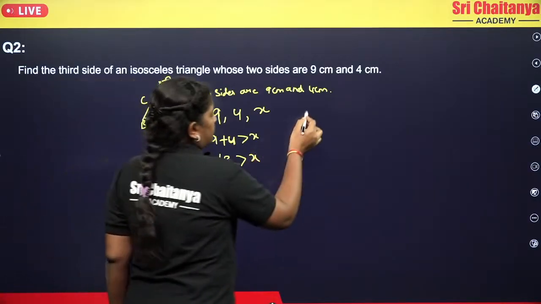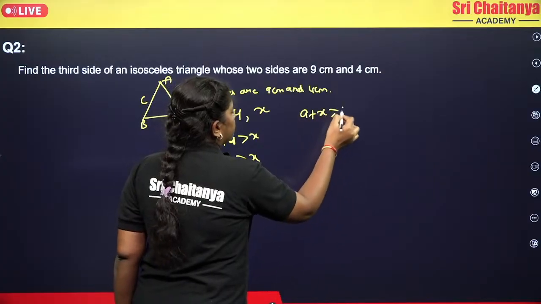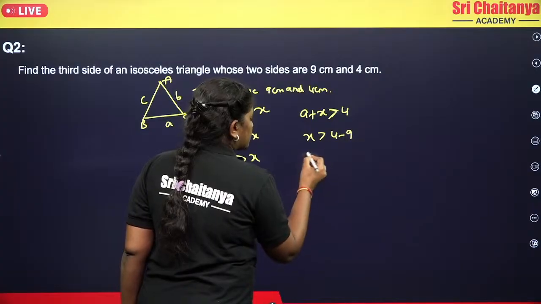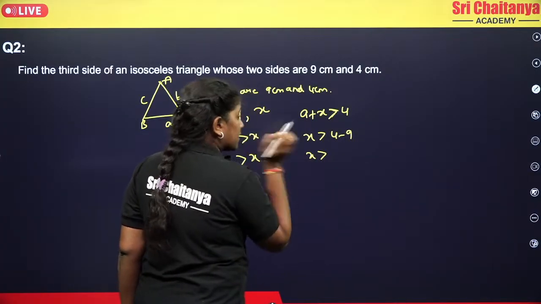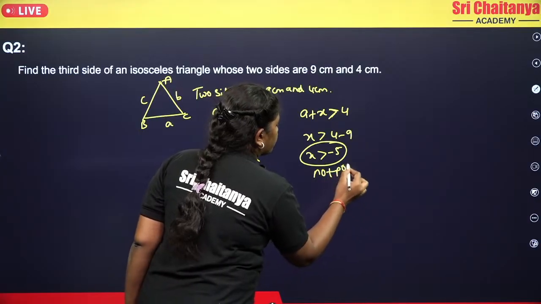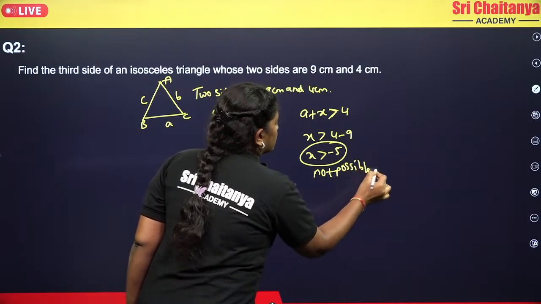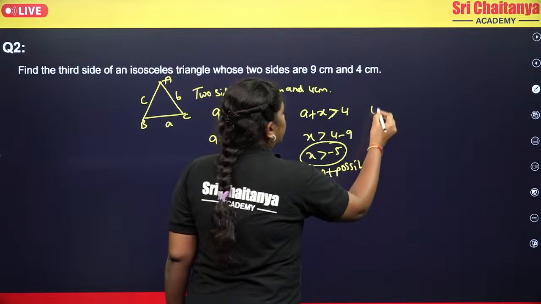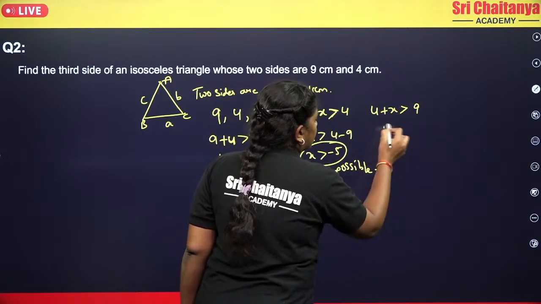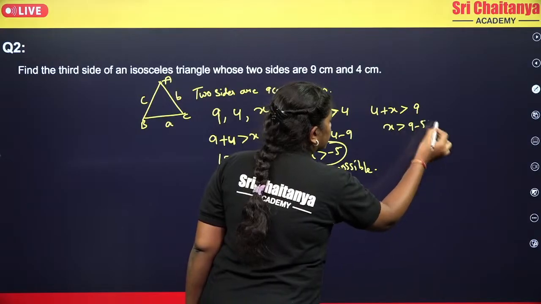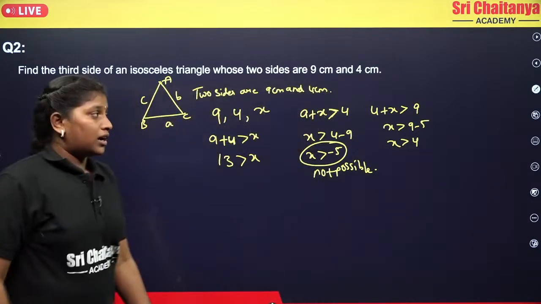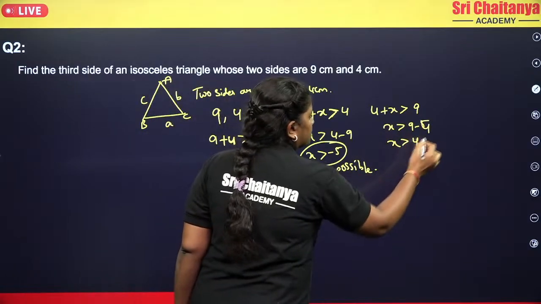Now moving to the next. 9 plus x greater than 4. Okay. So now x will be greater than 4 minus 9. So which is nothing but x greater than minus 5, which is not possible. Okay. Now moving to the third condition. So now moving to the third condition, we will get 4 plus x is greater than 9, right? Now x will be greater than 9 minus 4, which is nothing but x is greater than 5, right? 9 minus 4, which is 5.